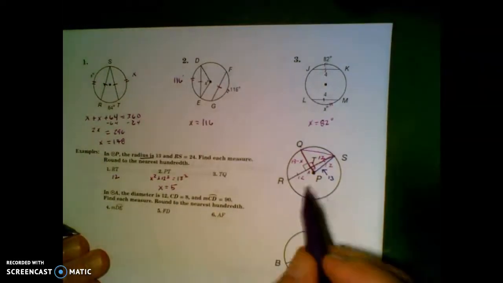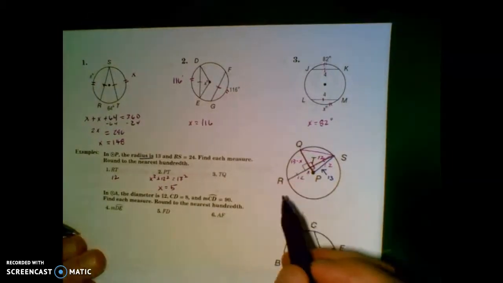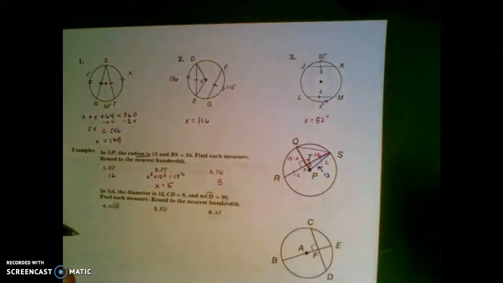TQ then, again, since I know that x is equal to 5, I can figure out what TQ is by doing 13 minus 5, and 13 minus 5 is equal to 8. So TQ is equal to 8. That's how I'd figure that out.